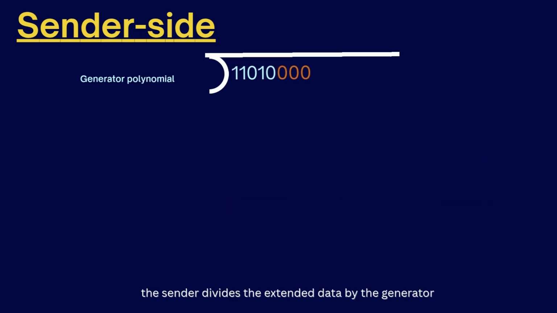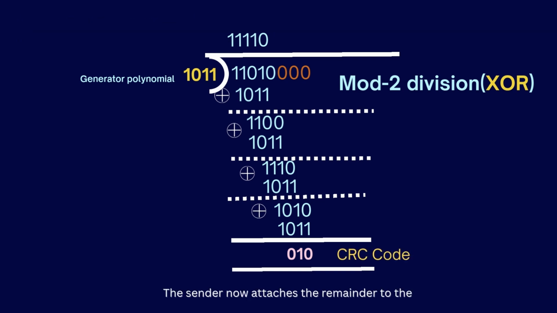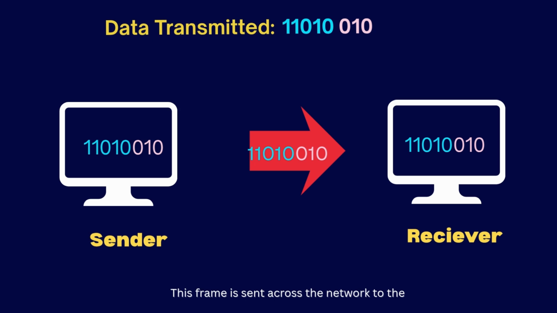Next, the sender divides the extended data by the generator using a method called mod 2 division. Unlike normal division, mod 2 uses the XOR operation instead of subtraction. Wherever the most significant bit is 1, we perform an XOR operation with the divisor. After dividing completely, the remainder obtained is 010. This remainder is the CRC code. The sender now attaches the remainder to the original data, forming the final transmitted frame. This frame is sent across the network to the receiver.